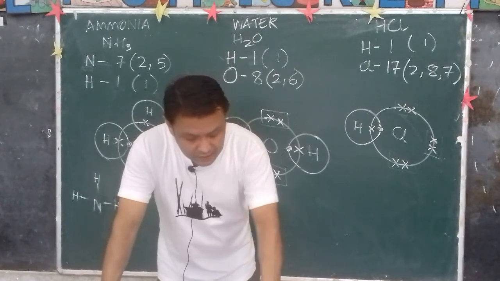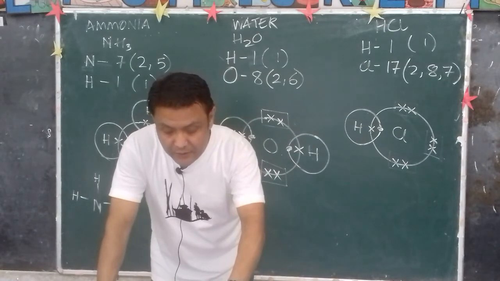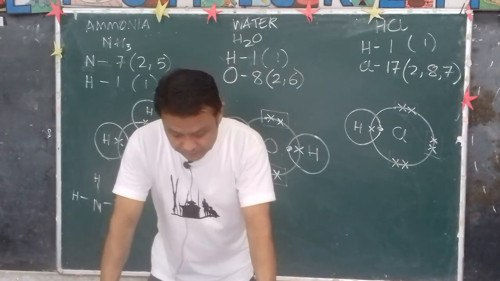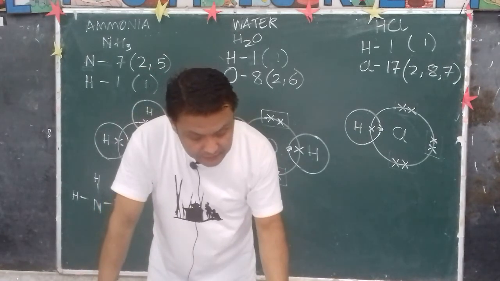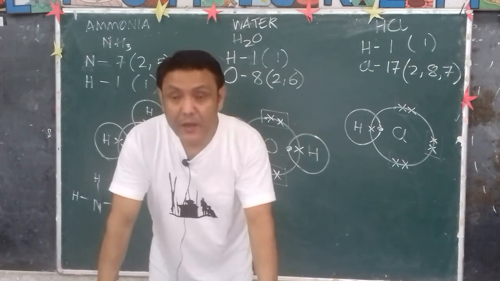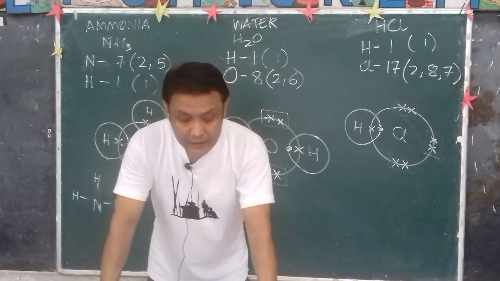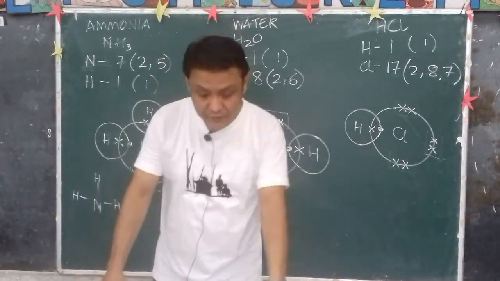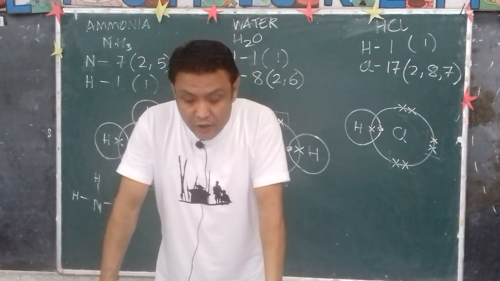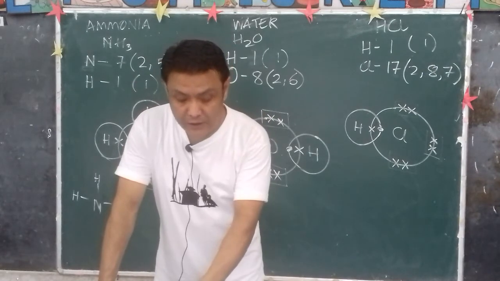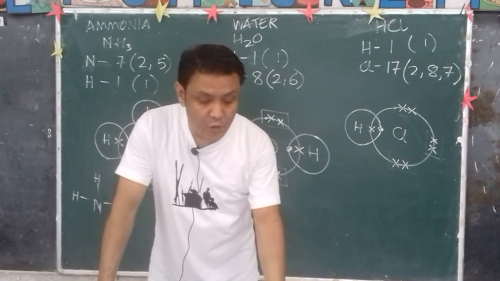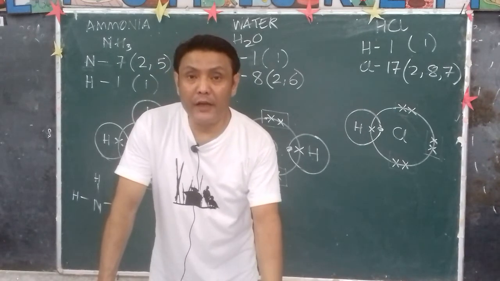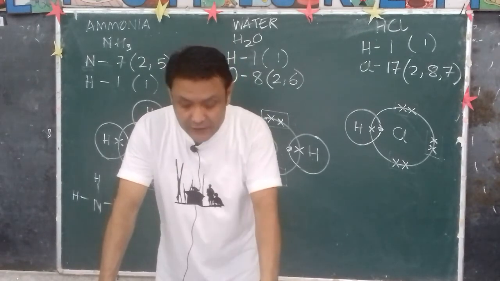Now we come to the coordinate bond. Since we are running out of time, we will leave it here, the formation of polar covalent compounds. We will talk about the coordinate bond and the lone pair effect and so on, and the properties and the comparison of electrovalent compounds and covalent compounds in the next class.